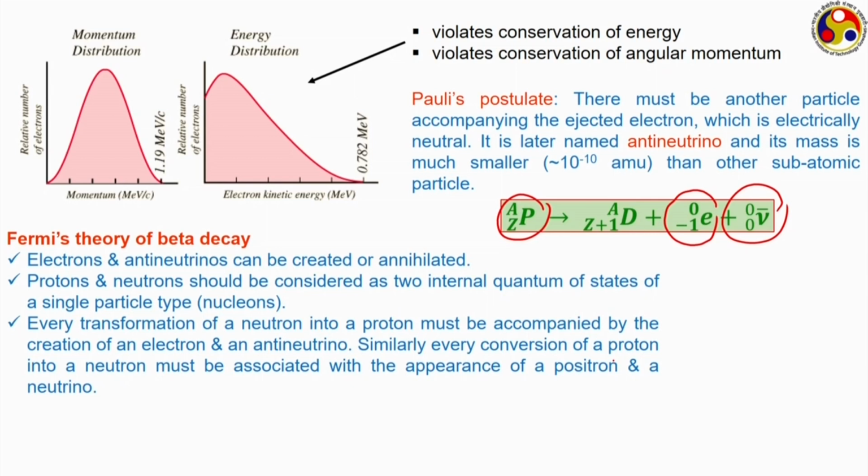It is a very comprehensive or exhaustive statistical development, but we are just taking the gist from there, which says that firstly the electrons and antineutrinos can be created or annihilated during any such kind of beta decay process. Secondly, protons and neutrons should be considered as two internal quantum states of a single particle type, which is nucleons. Basically, again from nuclear physics point of view, both types of nucleons comprise quarks.